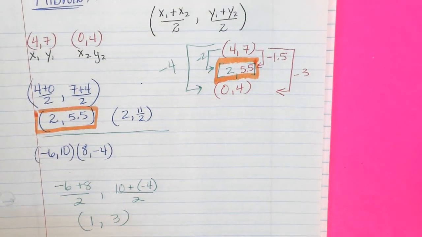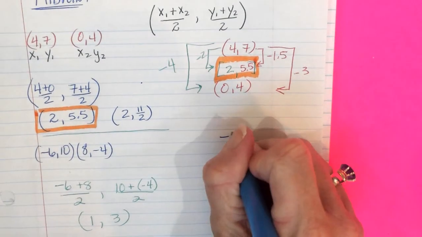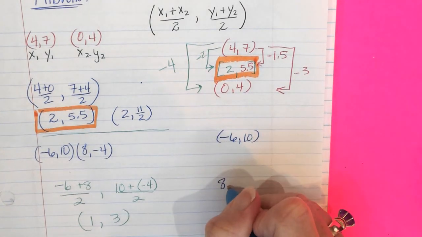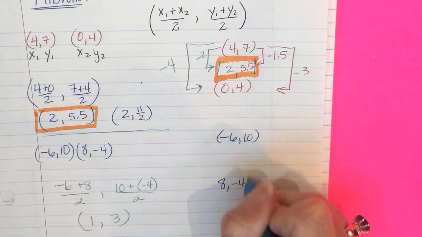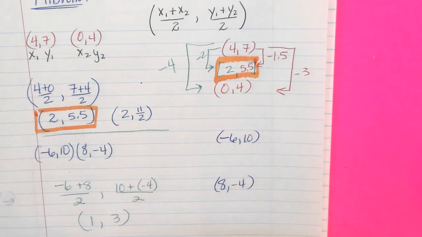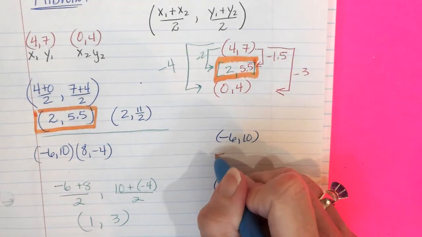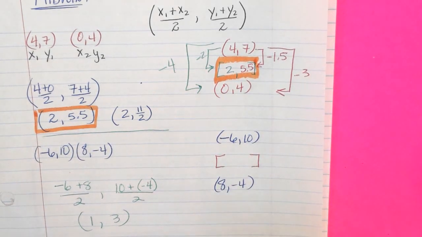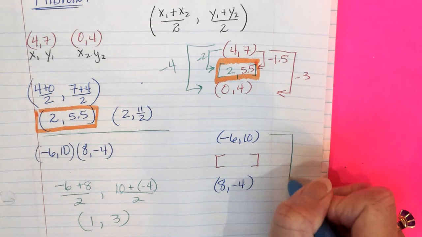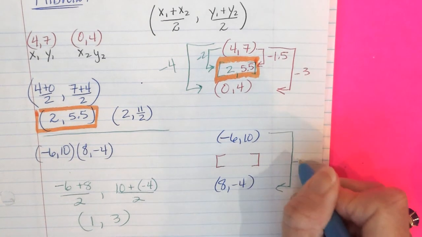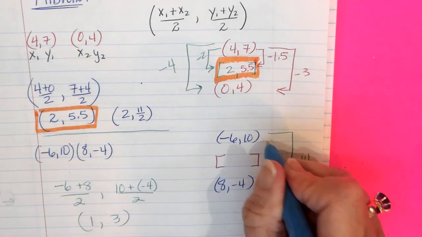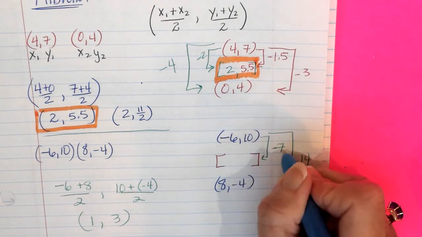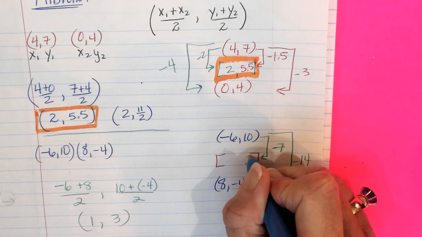Since we're in blue, we'll put our -6, 10 on top, our 8, -4 below, leaving a gap in the middle where we're going to solve for our midpoint. How do we get from 10 all the way to -4? That'd be -14 units. So I only want to go halfway. I'll subtract 7. 10 minus 7 is 3.